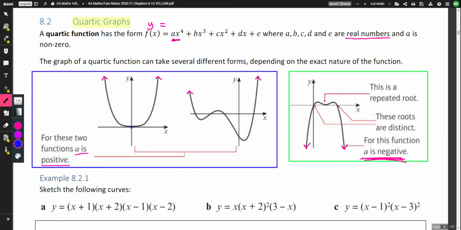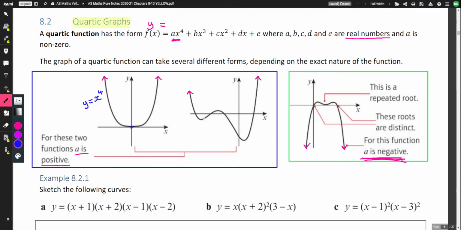Let me draw your attention to this first graph. This is basically what the basic x to the power 4 graph looks like. It's a bit like the x squared graph, but just a bit flatter around the middle, around the origin. So note there's one turning point here, there's one minimum point, that's it.